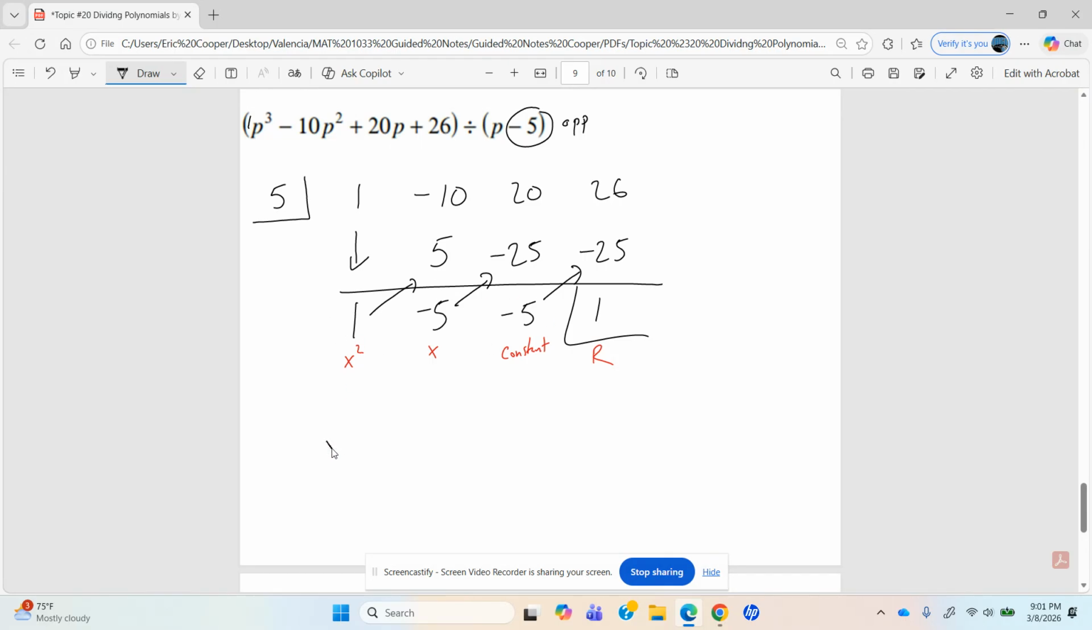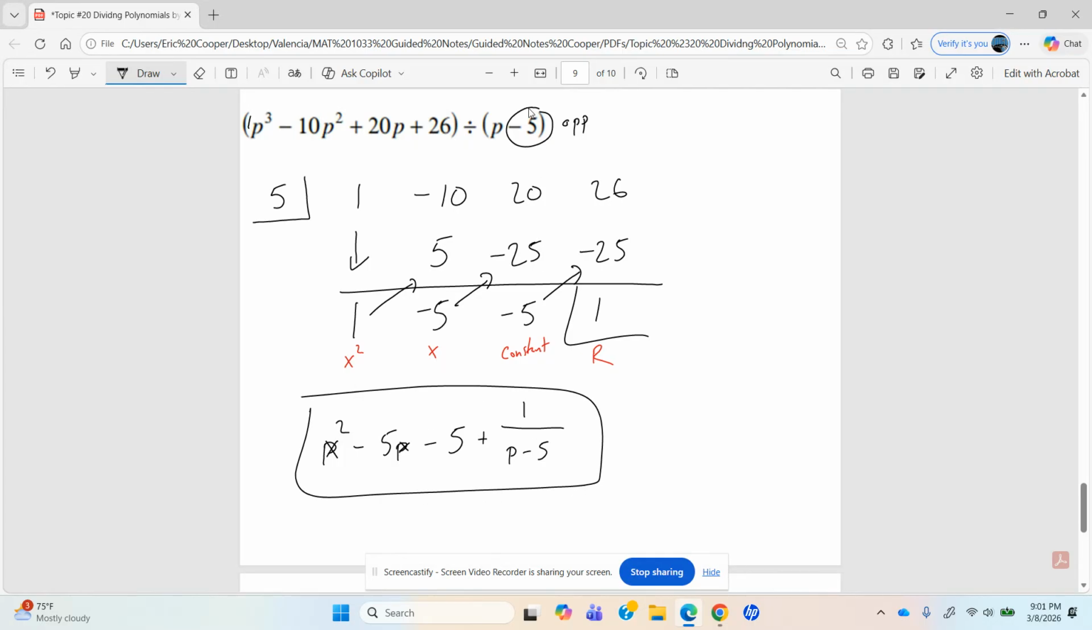So my final answer is x squared, 1x squared, minus 5x, minus 5, plus, because the remainder is positive, plus 1 over, if we have any remainder, we put it over what we divided by, in this case, p minus 5. All these variables here shouldn't be x's, they should be p's. But again, we put the remainder over whatever we divided by there at the end.